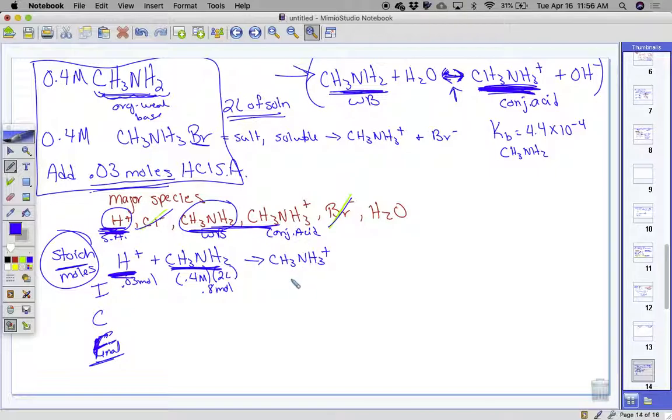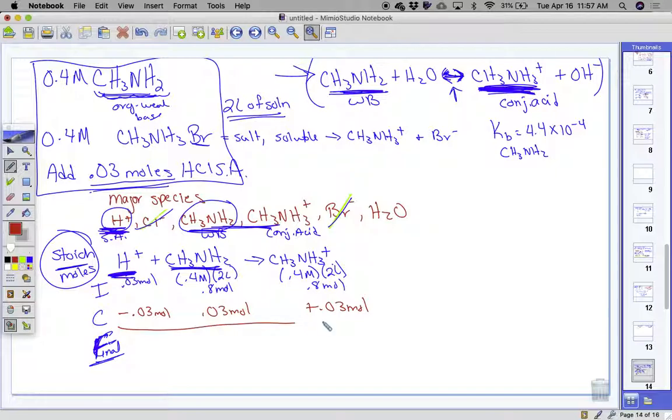We have moles of this too. This is also 0.8 because it's 0.4 times the 2 liters, so this is also 0.8 moles. All right, so now I'm thinking through stoichiometry. Instead of doing factor label, it is faster because these are 1 to 1 to 1. Which one of these is the limiting reagent? H plus. So it's going to get all used up. If I use 0.03 of that, I have to use up 0.03 of this, and I have to make 0.03 of this because they're 1 to 1 to 1, right?